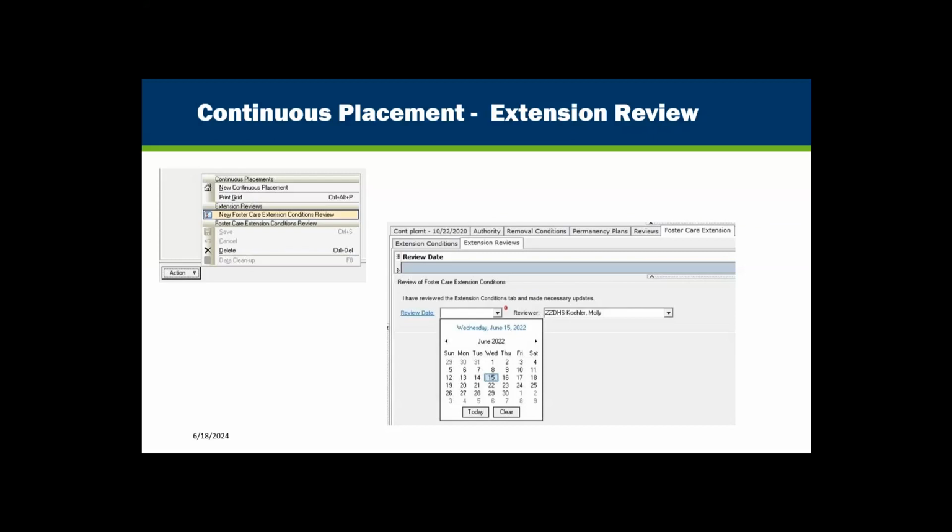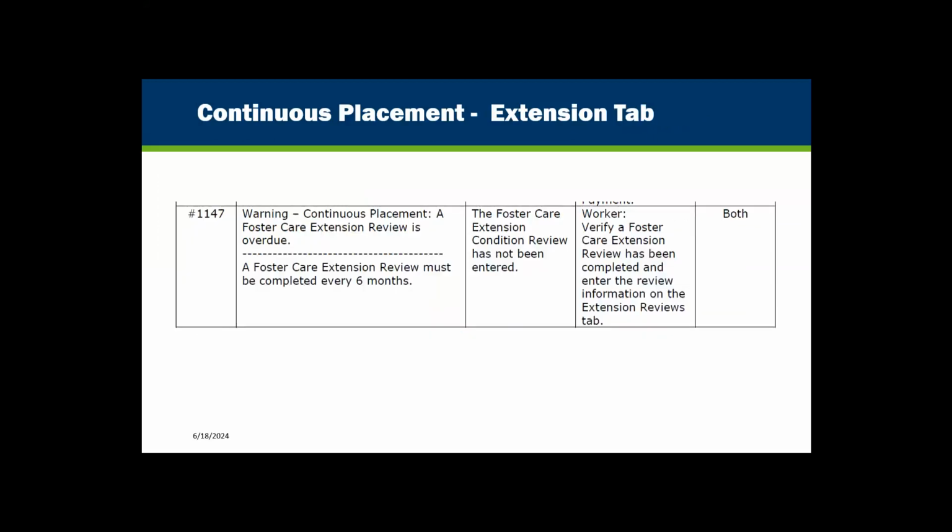As with any other placements, there are proofing messages that can exist if things are either not consistent between the systems or some type of action is not taken. This is an example of a warning message that appears for extended foster care cases if the extension review is not completed, has not been entered. So again, that's just another example of a proofing message. This one is not prohibiting claiming, but it is a warning that the extension review needs to be completed timely.